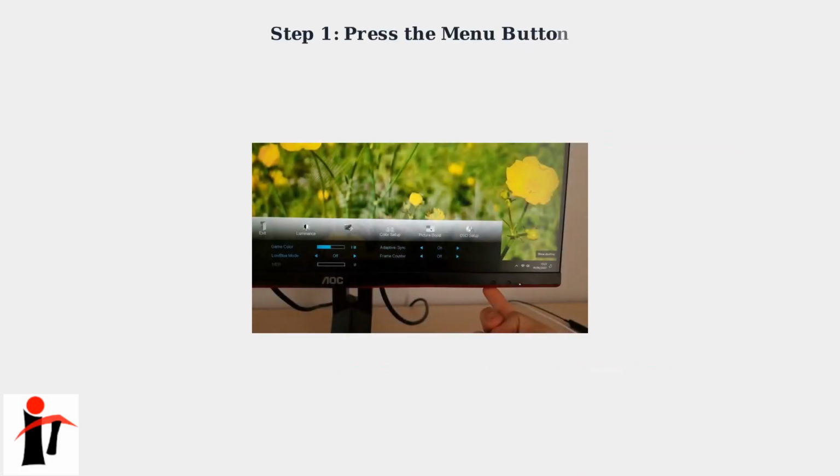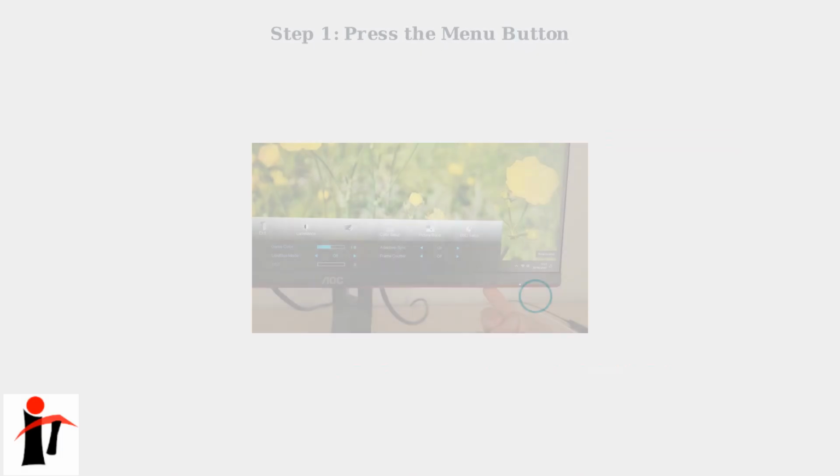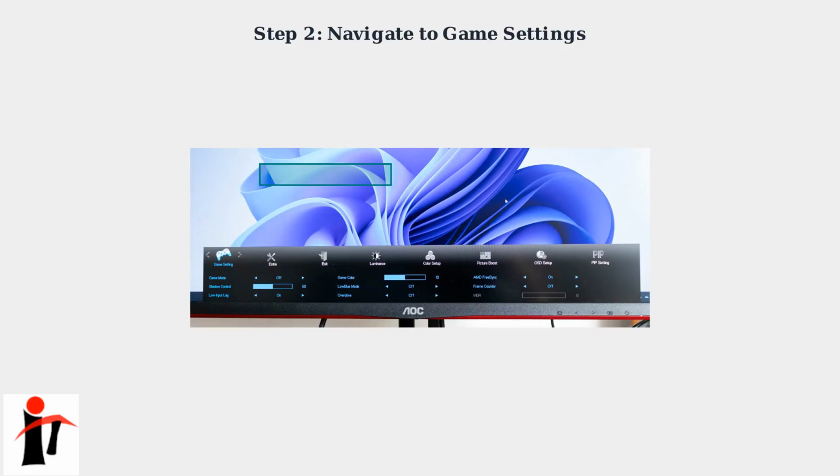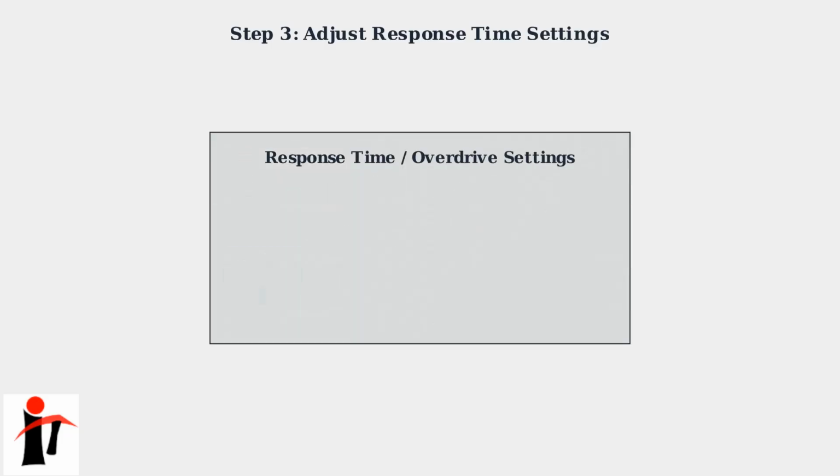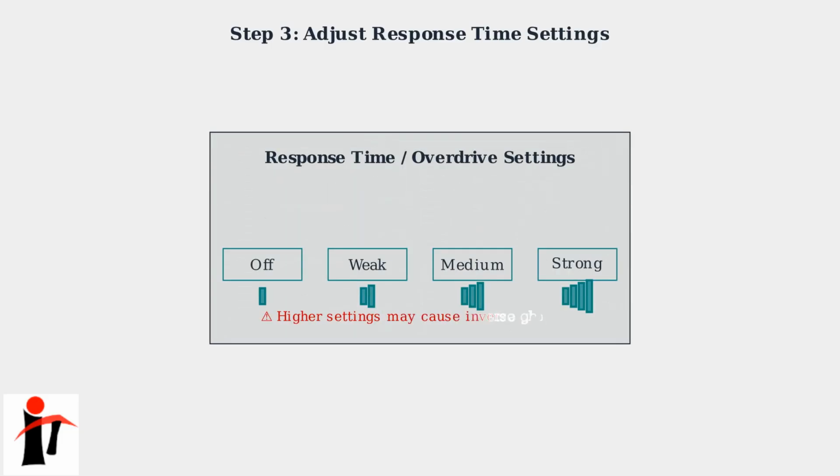The first step to disable motion blur is accessing your AOC monitor's on-screen display menu. Look for the menu button on your monitor, typically located on the bottom or side of the frame. Once the menu appears, you'll see various options. Navigate to the Game Setting, Gaming, or Performance menu using the directional buttons on your monitor. Look for settings labeled Response Time, Overdrive, or Pixel Acceleration. These control how quickly pixels change colors. You'll typically find options like Off, Weak, Medium, and Strong.